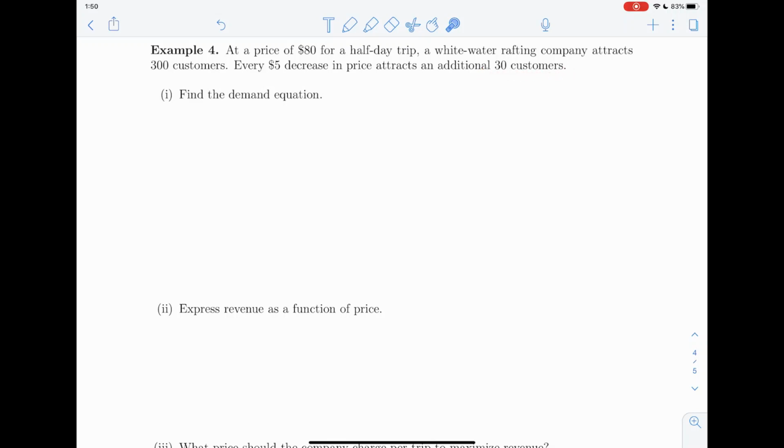So to begin with, basically what their goal is, okay, well, how much should they be charging if they want to maximize how much money they're going to make? That's really the question. So to begin with, we need to come up with what's called a demand equation. In this case, what kind of demand are they trying to satisfy? They're trying to satisfy customers interested in going on the trip.